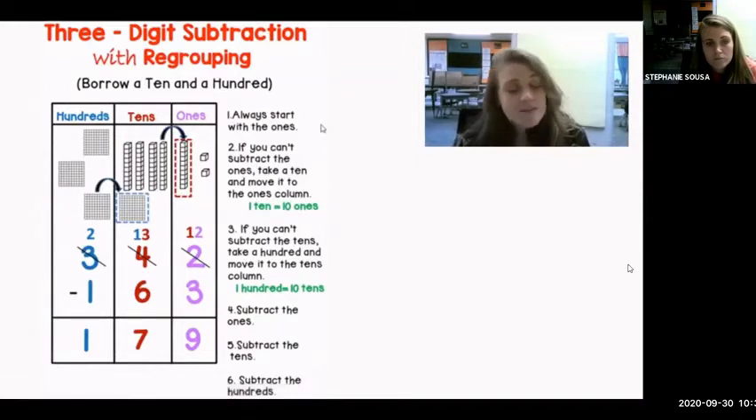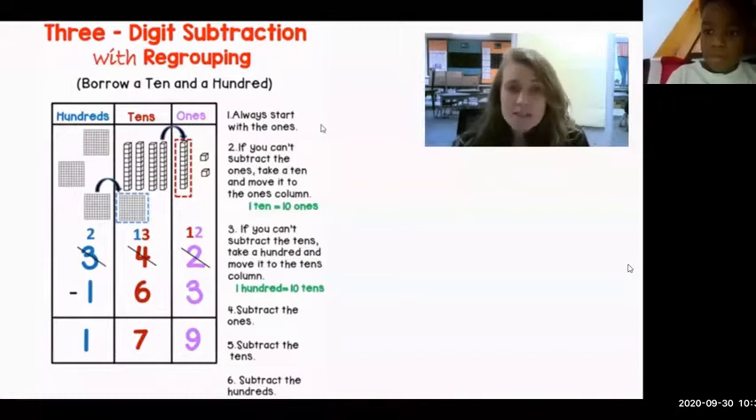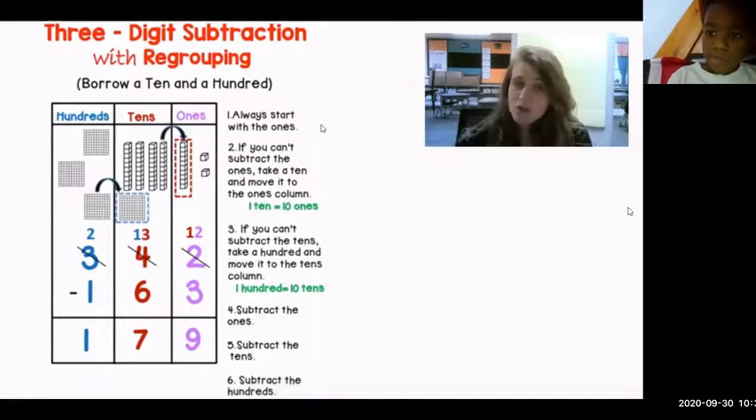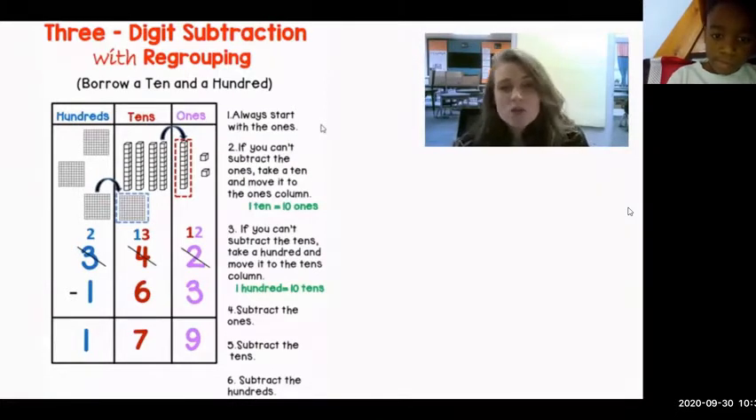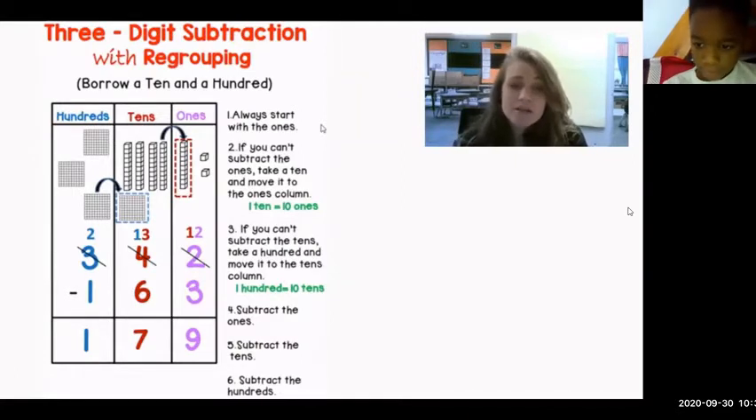Step 1, as always, you start with the ones. If you can't subtract the ones because there's more on the floor, so you have to go next door, you'll take a 10 and move it into the ones column. 1 ten is 10 ones. In this equation, we had 2 already, so 10 plus 2 gives us 12 ones. Now we can subtract our 12 ones minus our 3 ones, and that gives us 9 ones.